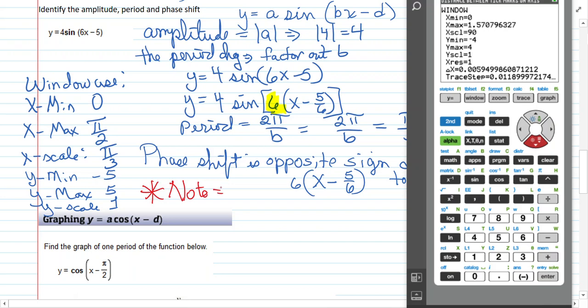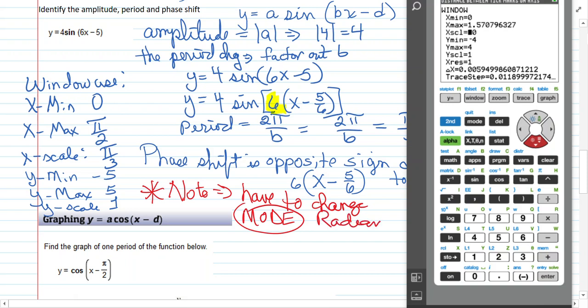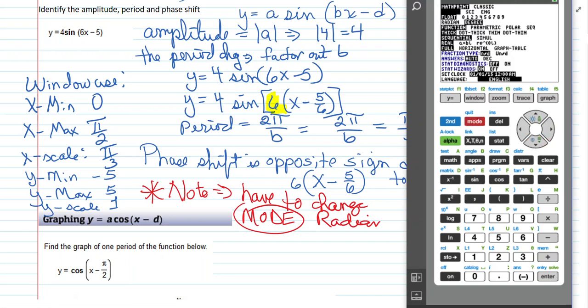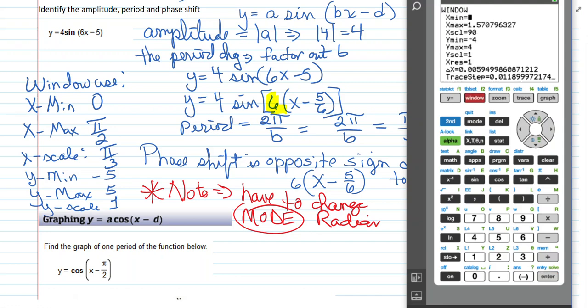Note: I have to change mode to radian. Oh my goodness, that's why it was off. Okay, I got it. So I'm going to go to mode, and I have to now change it to radian. Okay, so now I'm going to go to window. I'm going to do what I said, 0, second pi divided by 2.